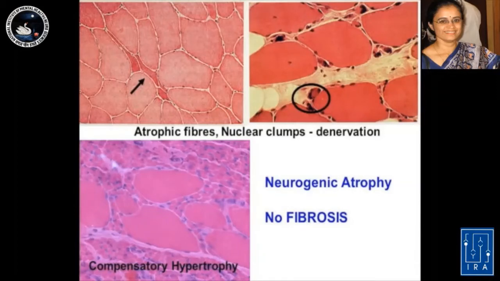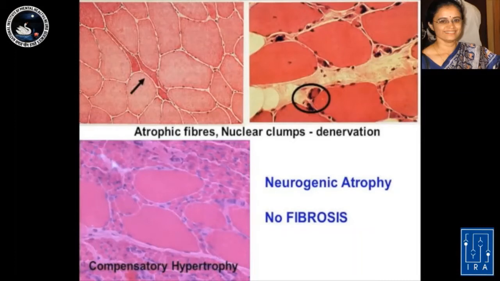In the lower left, you can see groups of small atrophic fibers, and you can also see this alternating with very large hypertrophied fibers. These have lost their polygonal shape and they've become more rounded. This hypertrophy tells you that it's a compensatory phenomenon, compensating for the several other fibers that are showing atrophy.